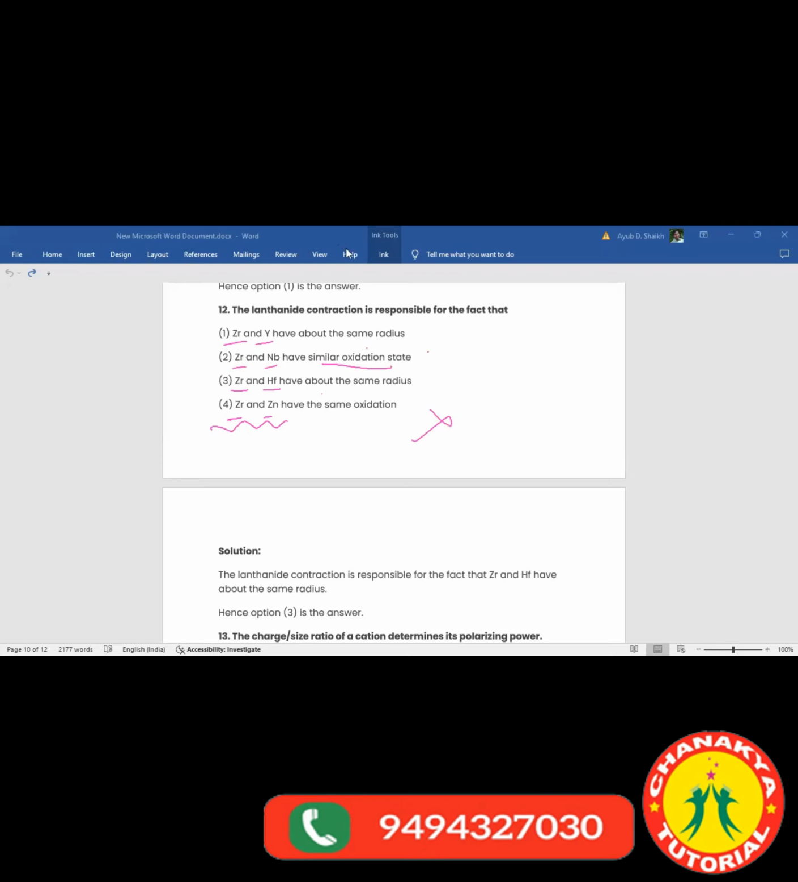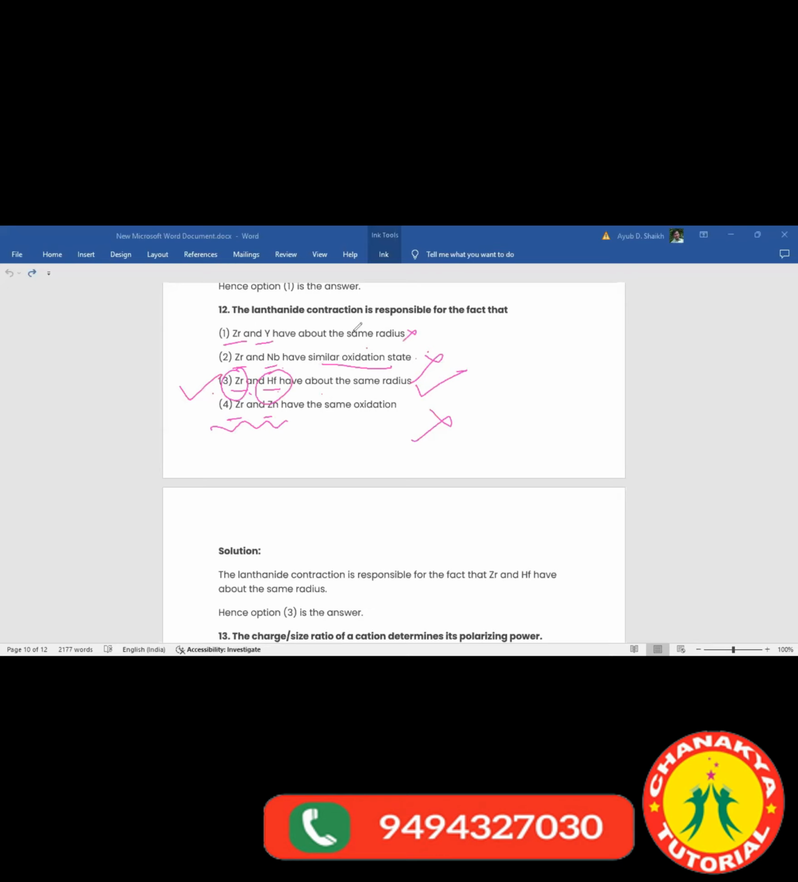Then zirconium and niobium have the same oxidation state. This is also not true, right? And zirconium and yttrium have about the same radius. This is not the same because zirconium and hafnium have the same radius, right? In the lanthanide series, zirconium and hafnium have almost the same atomic radius. So your third option is correct in this case.